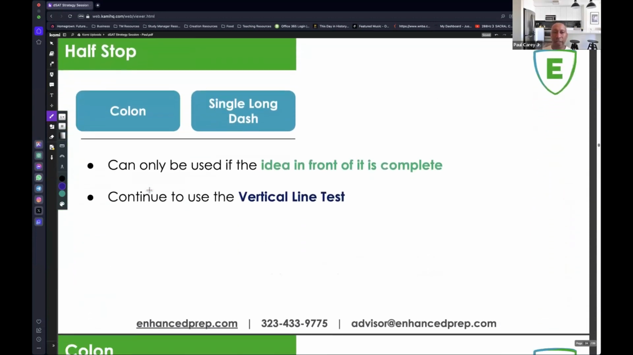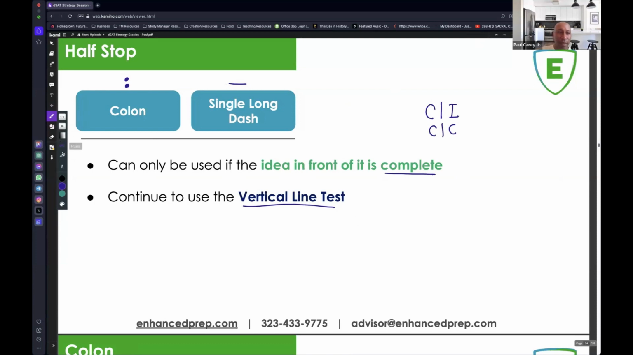Now to our final form of punctuation, we have our half stop punctuation. So half stop is going to be a little bit different. So we have our colons as well as our long dashes, okay? These can only be used if the first idea in front is complete, okay? And we continue to use our vertical line test. So this is an interesting part, right? So we have complete and incomplete, or we have complete and complete, right?